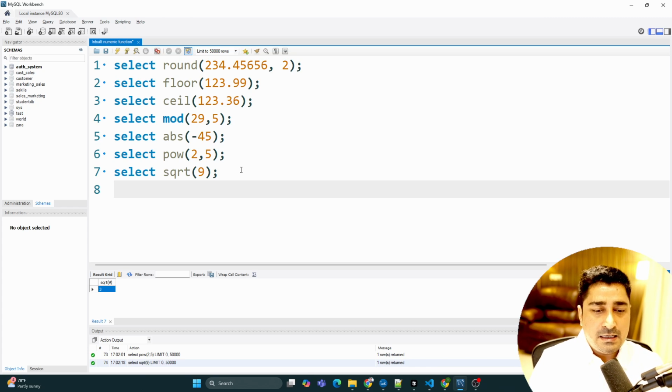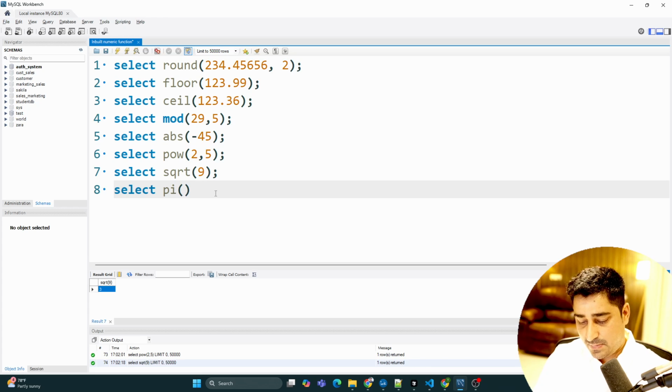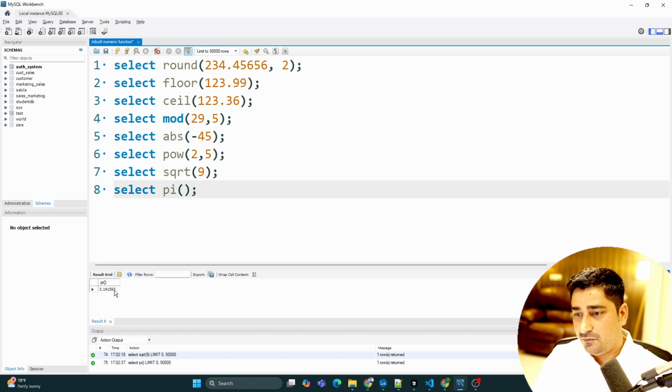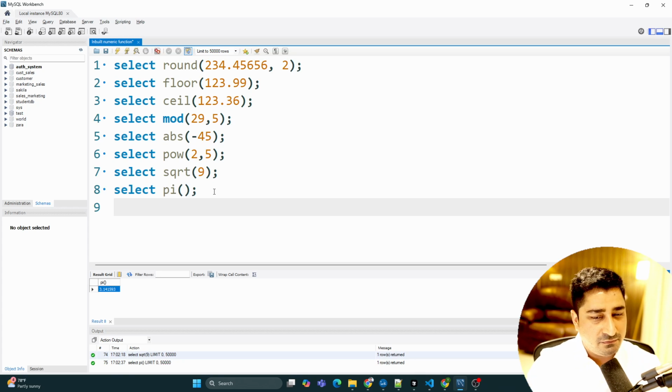Now there is something called PI. As we all know, the pi value is 3.14 since childhood. So this is going to give you the pi value, by the way. It is going to give you basically 3.141593. And maybe I can try to do a rounding off, and it is going to give me something.